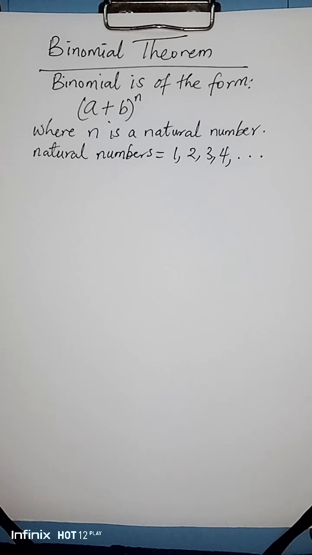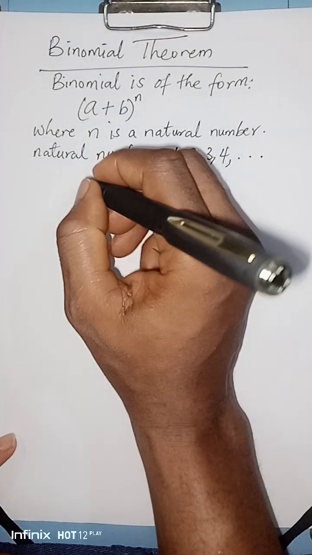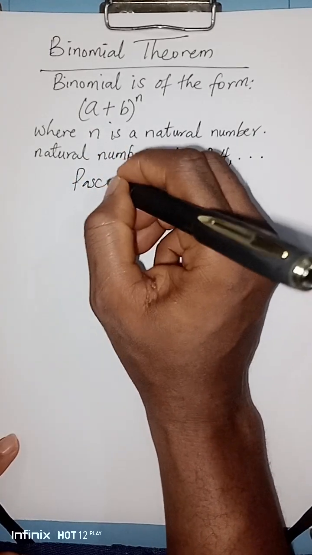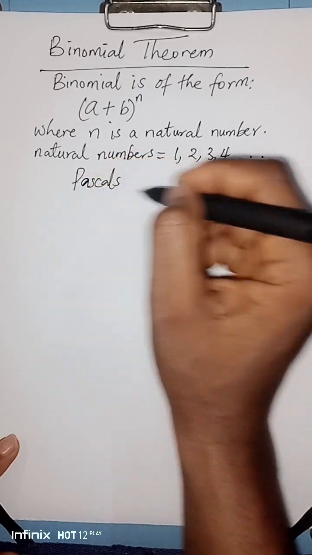A binomial is of the form (a + b) raised to the power n, where n is a natural number. When we talk about natural numbers, we're referring to counting numbers such as 1, 2, 3, 4, 5, and so on. Now, let's see how we could apply this in expanding binomials. To be able to successfully do this, we must apply what we call Pascal's triangle.